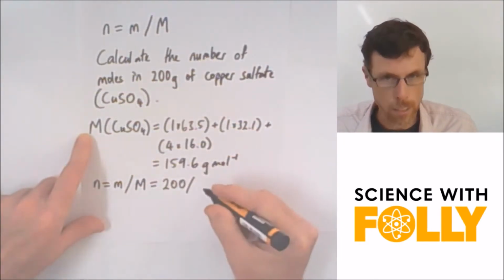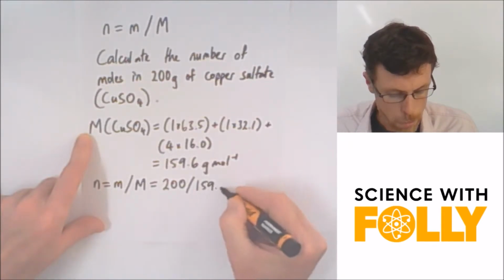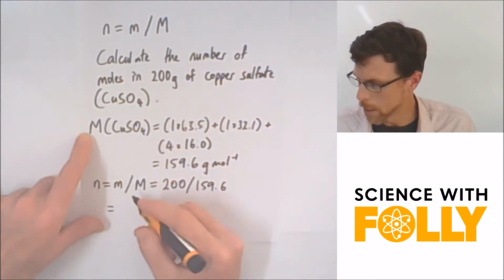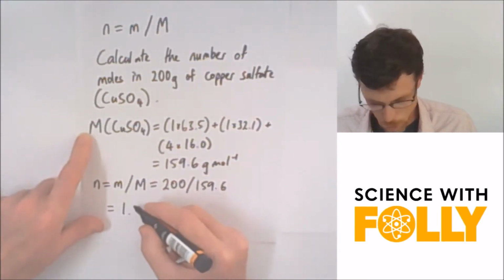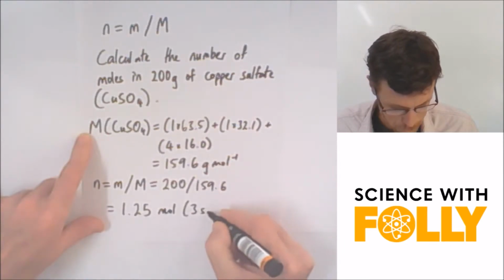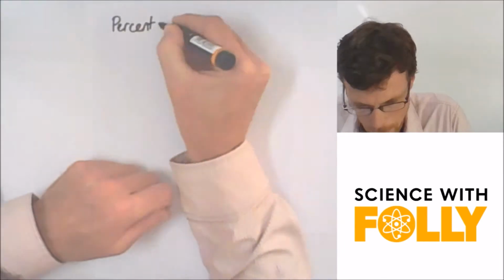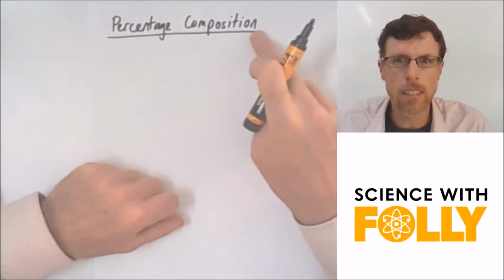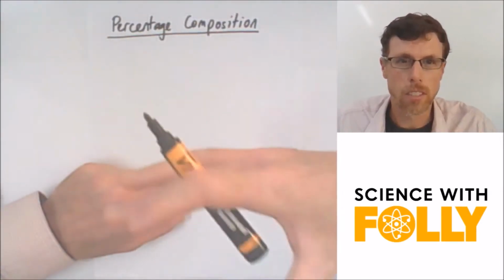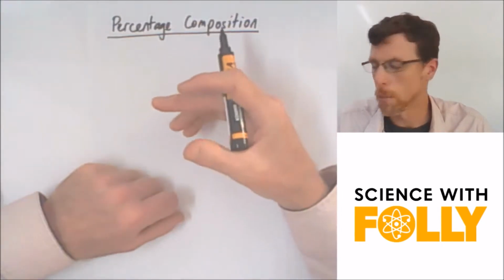The molar mass, 159.6. And what does that equal? It equals 1.25 moles to 3 sig figs. So now let's look at percentage composition. This describes the percentage mass of each element in a certain compound.